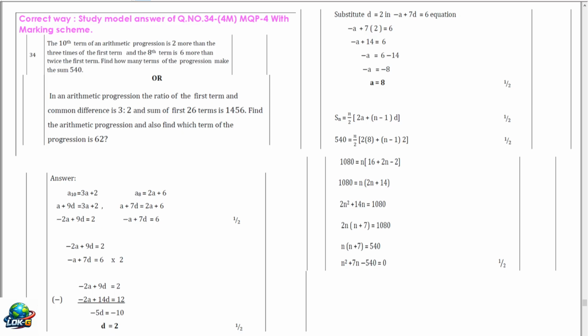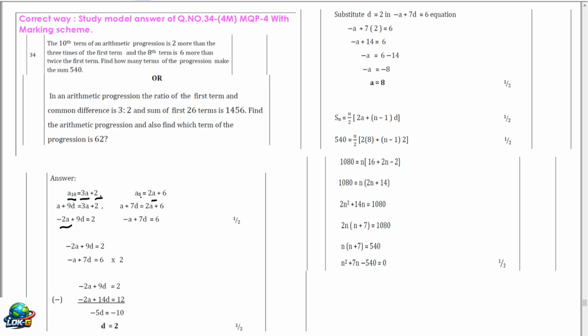Carefully read the question and write the statements. The 10th term of an AP, a10, is equal to 2 more than 3 times the first term. 3 times the first term is 3a, plus 2. Next, the 8th term of an AP is 6 more than twice the first term: 2a plus 6. Very simple. You can take a10 is equal to a plus 9d is equal to 3a plus 2. Take 3a to the left: a minus 3a becomes minus 2a plus 9d is equal to 2.